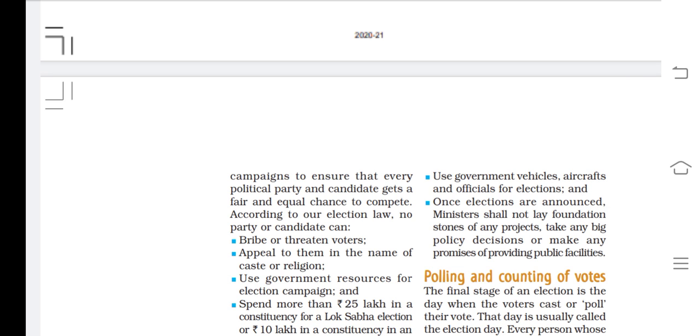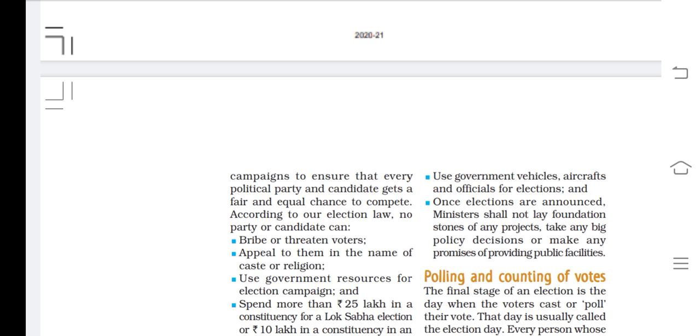Then once elections are announced, ministers shall not lay foundation stones of any projects, take any big policy decisions or make any promises of providing public facilities. Means once the election date is announced, ministers cannot take big projects. Ministers take big projects just to influence people. They cannot take any big policy decisions, nor can they give promises of providing public facilities to all the people. So these are some laws which the candidate or the political party has to follow.